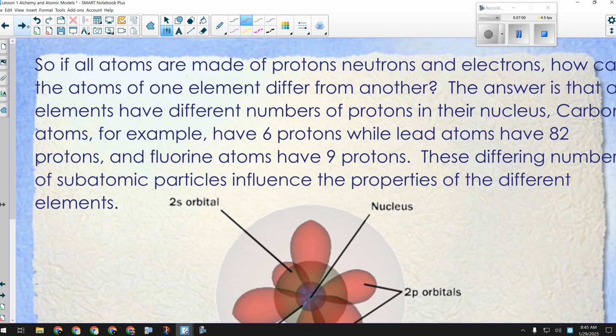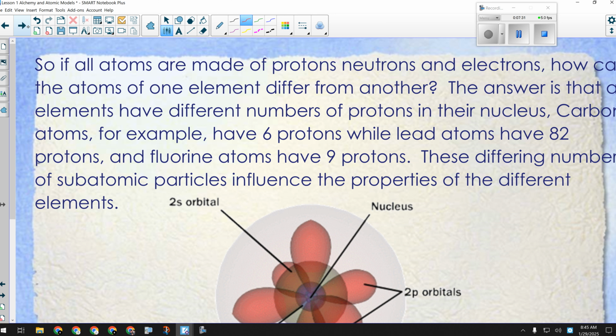Okay, so if all atoms are made of protons, neutrons, and electrons, so all matter is made of the same things, how is it that we have all these different elements that all have different properties? If they're all made of protons, neutrons, and electrons, why are they different? They have different numbers of those same 3 building blocks.